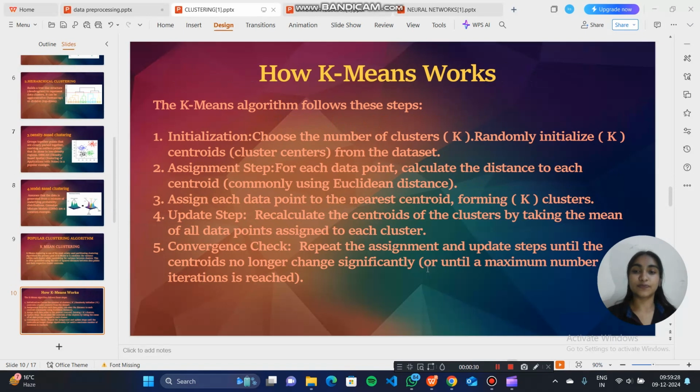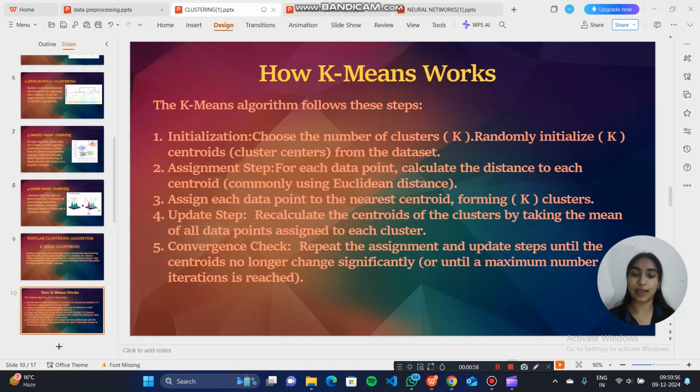How k-means works. The k-means algorithm follows these steps. First, initialization. Choose the number of clusters k, randomly initialize centroids from the dataset. Second, assignment step. For each data point, calculate the distance to each centroid. Third, assign each data point to the nearest centroid forming clusters.